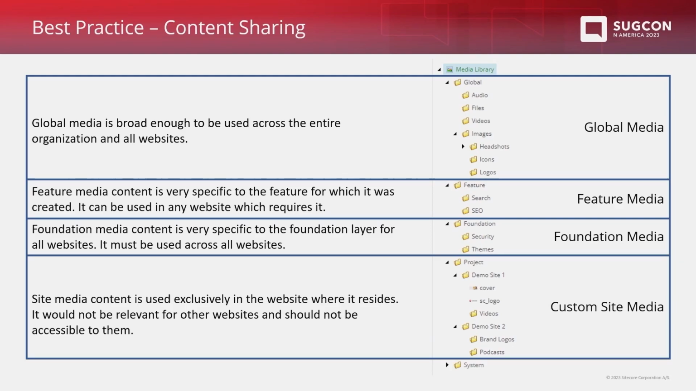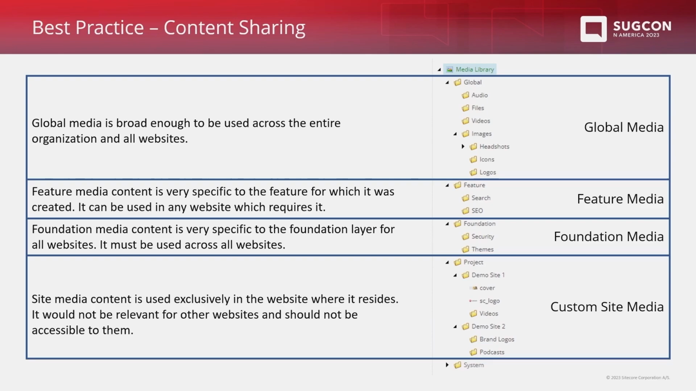You can do something similar in the media library. This is the media library now, not the content tree. Global media is stuff that you can use across the entire organization and all websites. We've got, anyone familiar with Helix? We've got our feature media, our foundation media, our custom site media. Feature media would be anything that was applicable to a specific feature. So like maybe your search feature would have the little magnifying glass.